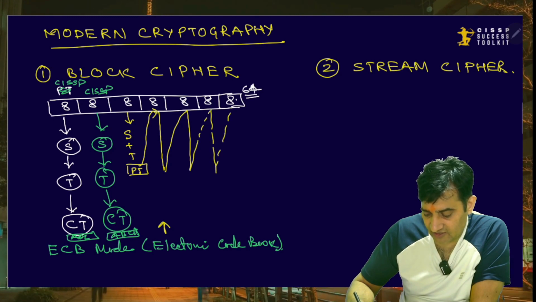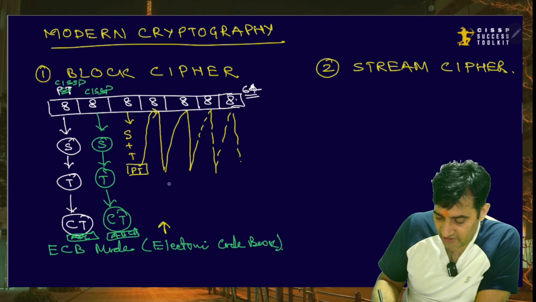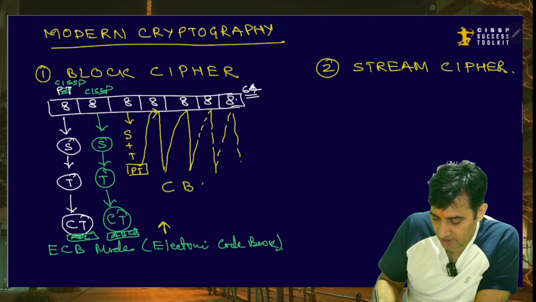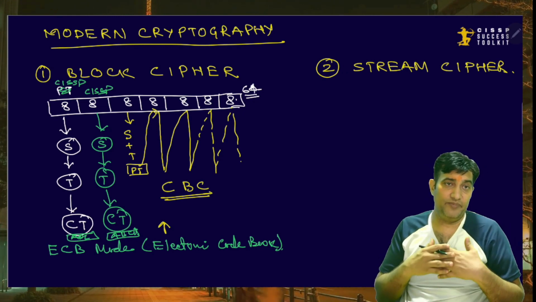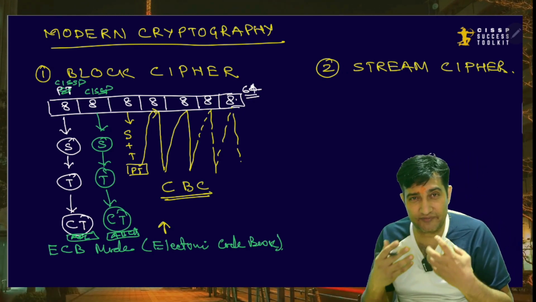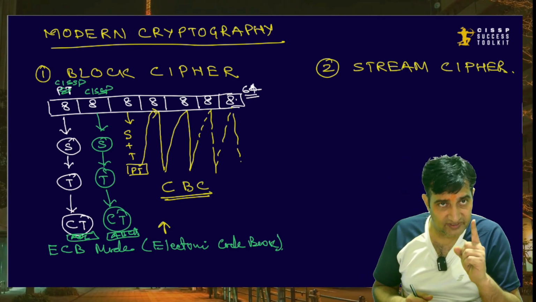If I go like this, it will form a chain. When we make this chain, it is called cipher block chaining, an excellent way of making sure that your cryptography is strong. There are no patterns. Only one challenge.